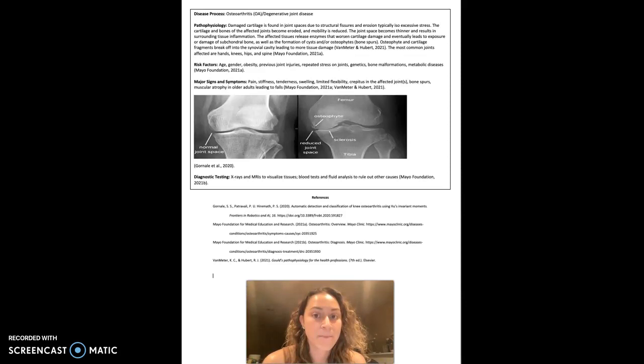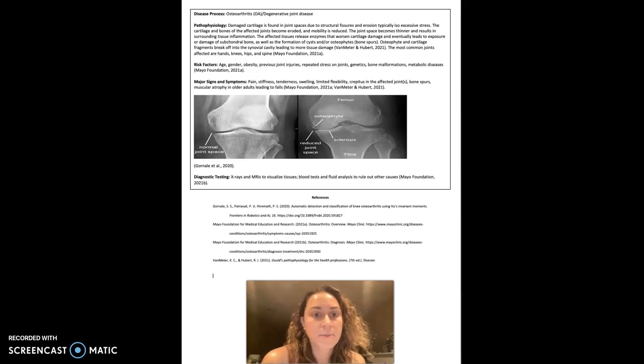Genetics, bone malformations, or cartilage deformations, metabolic diseases such as diabetes and hemochromatosis can also increase your risk.